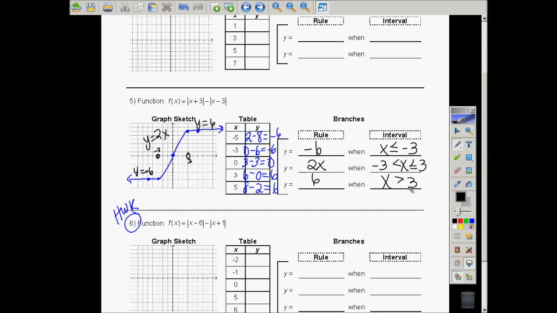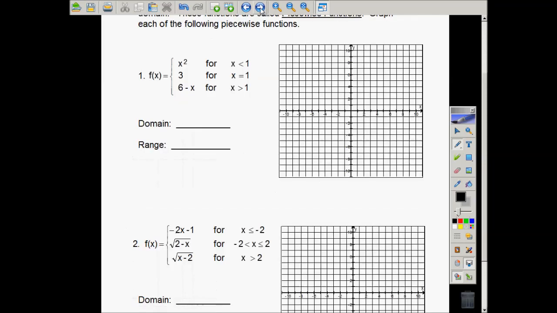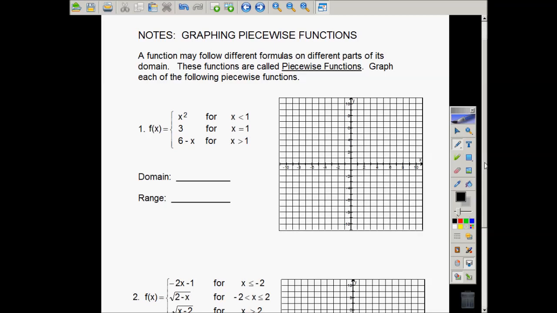All right. Okay, we're gonna move on to our notes. We are caught up a little bit. Now we're gonna go to actual piecewise functions. Well, more traditional piecewise functions that do not involve absolute value. Not all piecewise functions start off as absolute value functions. This is a true piecewise function.